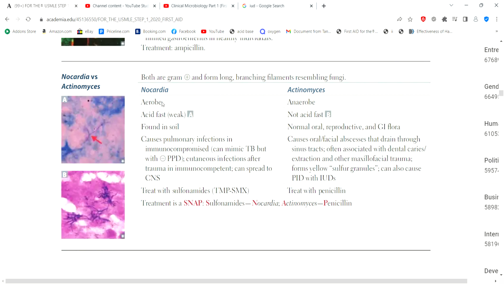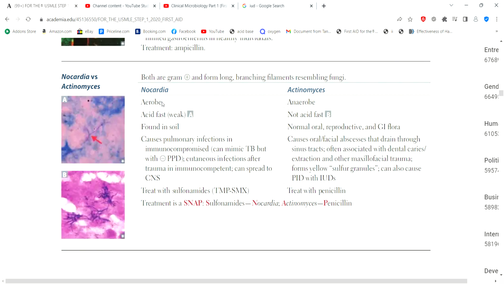So nocardia, it is an aerobe. It's weakly acid fast. It's found in the soil. Does not produce spores. It causes pulmonary infections and likes to travel to the brain. It can look like TB, but it'll present with a negative PPD test. It causes skin infections. You treat with sulfonamides, TMP-SMX is the drug of choice.